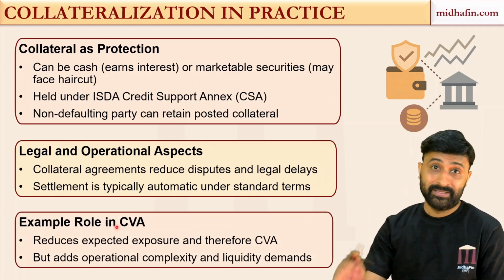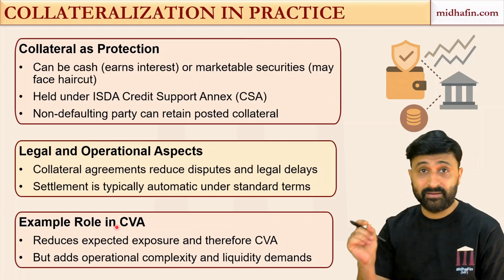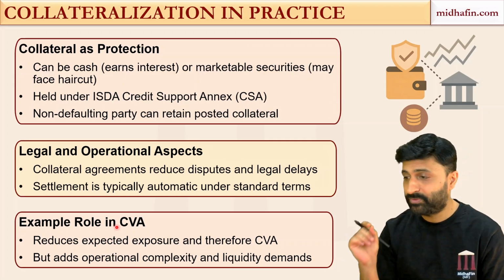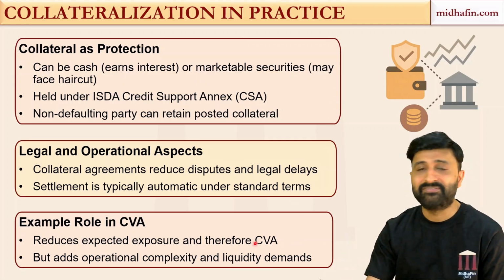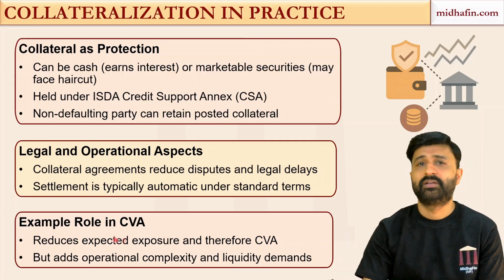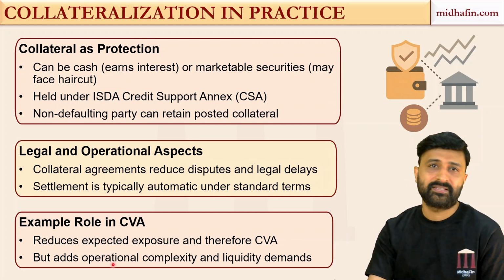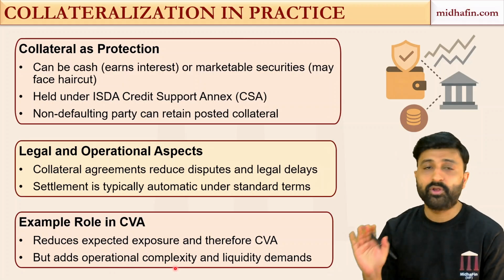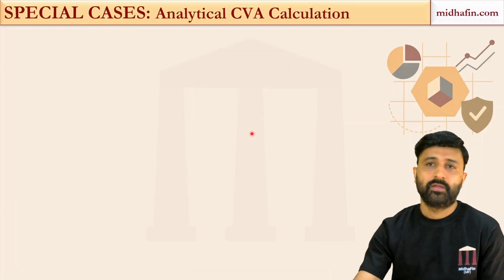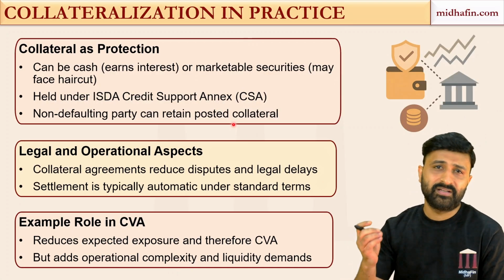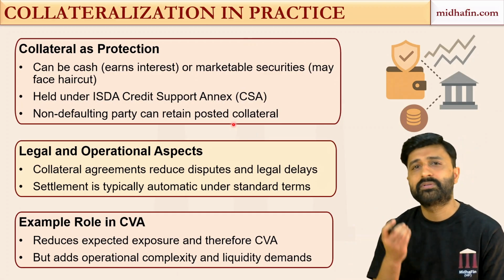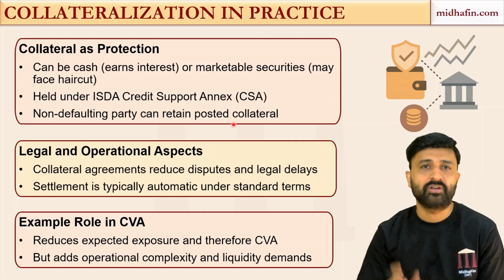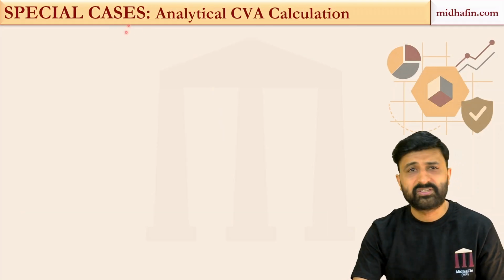Okay, example role in CVA. In CVA modeling, collateral plays a major role. It directly reduces the expected exposure of the counterparty, which means a lower CVA. However, maintaining collateral, of course, has costs: margin calls, funding requirements, and liquidity pressure. So it's not risk free operationally. In short, collateral turns unsecured exposure into secured exposure, trading credit risk for operational effort and funding cost. Now, let us discuss some special cases.